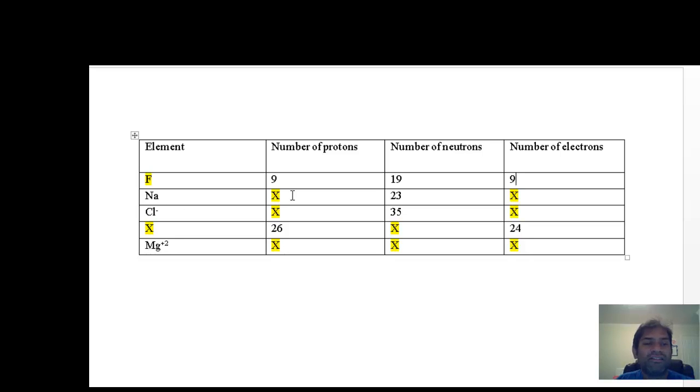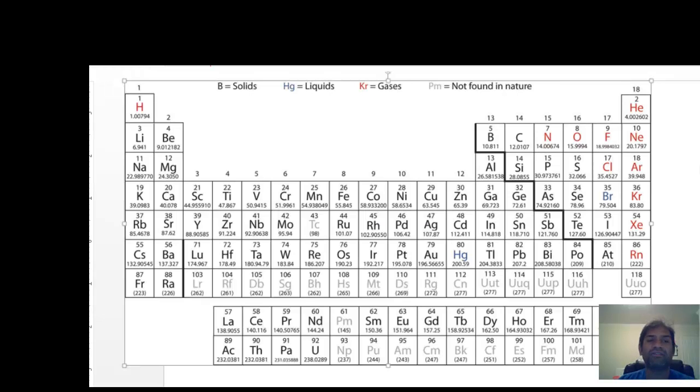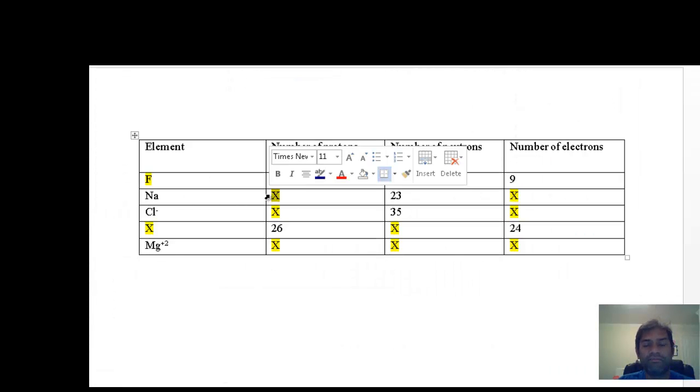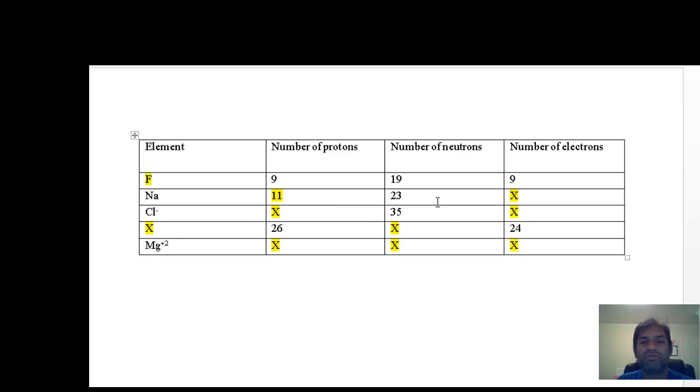The number of protons in sodium, also known as the atomic number, is invariant. So all you have to do is look up that number here, and that is 11. So we'll go back to our table and fill that out as 11. Mass number is the number of protons and neutrons. So for sodium, the mass number here is going to be 11 plus 23, which is 34.